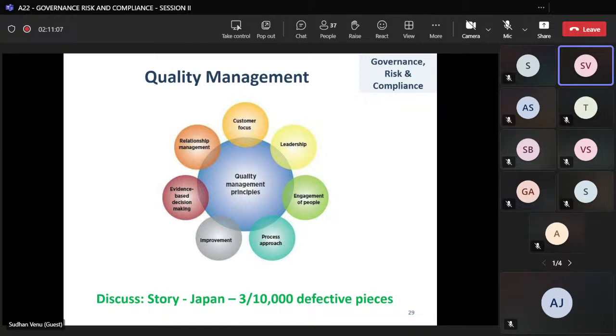And for quality management, there are also the quality management principles, which are customer focus, leadership, the engagement of people, the process approach, improvement, and evidence-based decision making. So in quality management, you cannot take decisions without any evidence, reports, or monitoring. You have to take all decisions in an evidence-based way, and the customer focus, what the customers are focusing on, everything else is in the quality management principles.